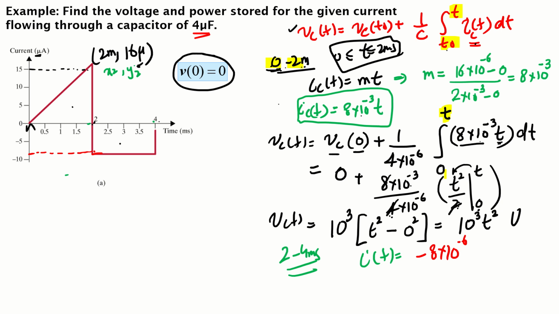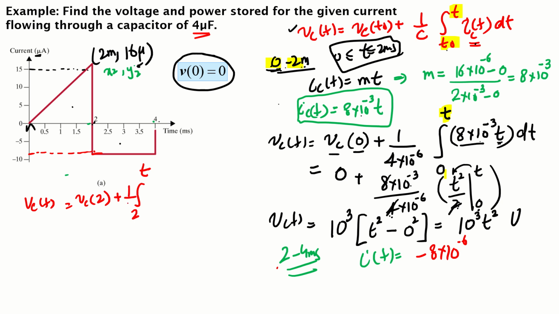Now let's calculate the voltage for this case. What is the formula for the voltage from 2 to 4? It is the initial voltage at 2, plus the integration from 2 to t of the current, times 1 over C.